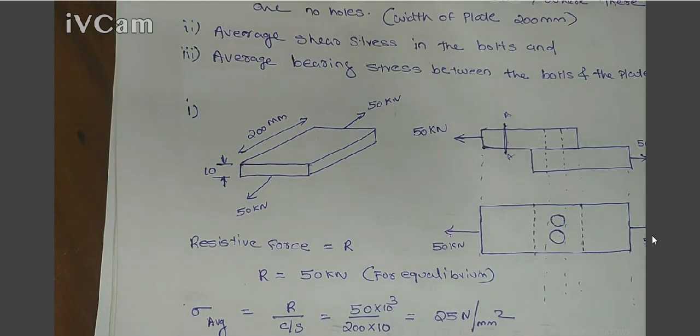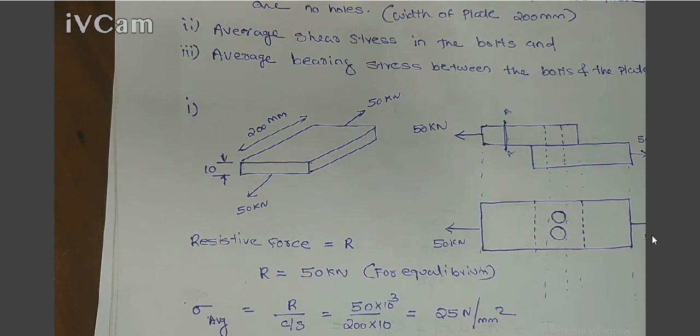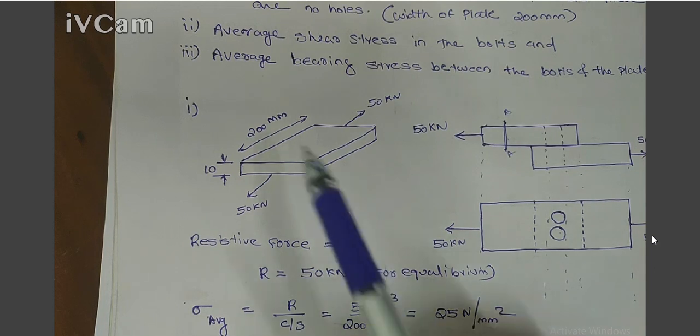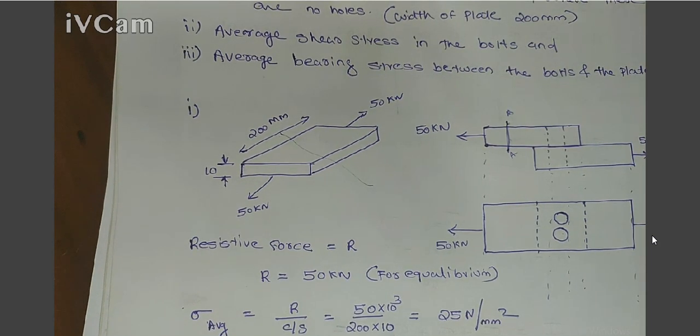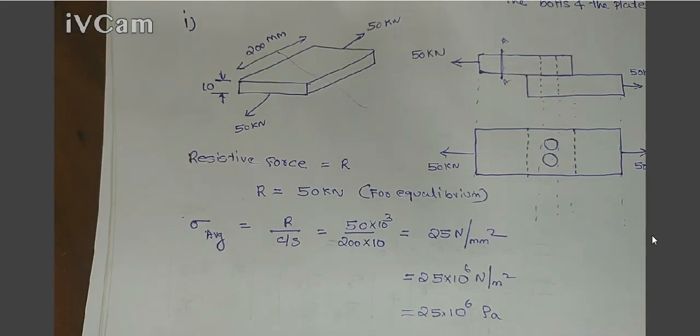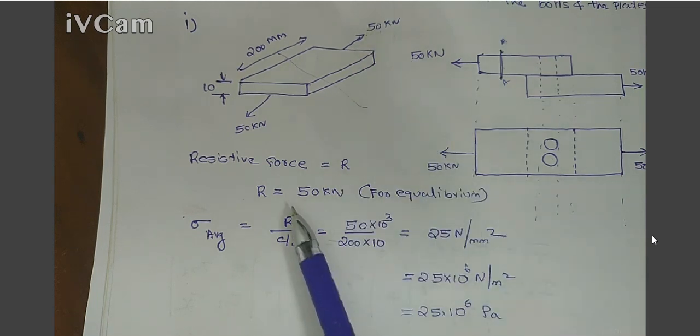Okay, here 50 kN is acting. So we know that when 50 kN is applied externally at the cross section, the internal resistance offered by the body for the equilibrium condition is also 50. If the external force is 50, then the internal resistance will also be 50.